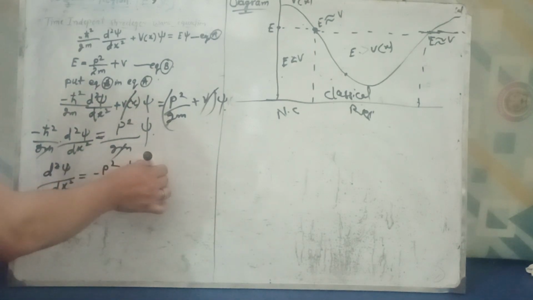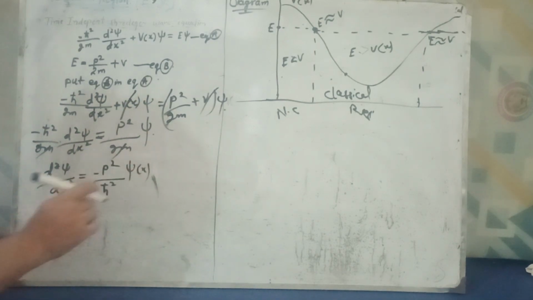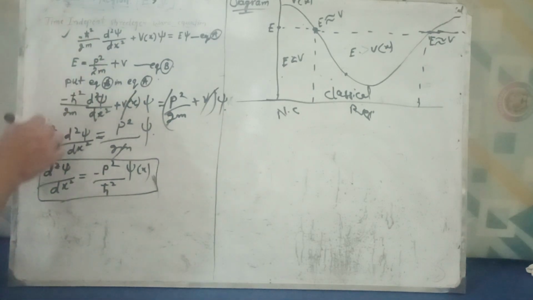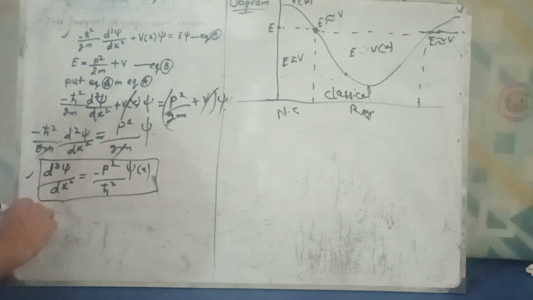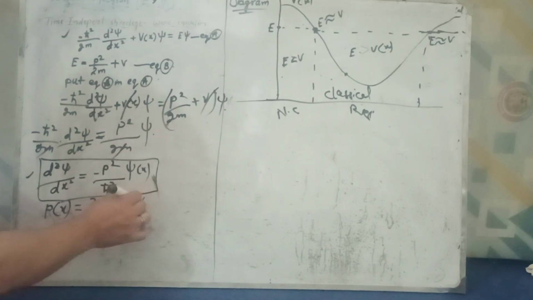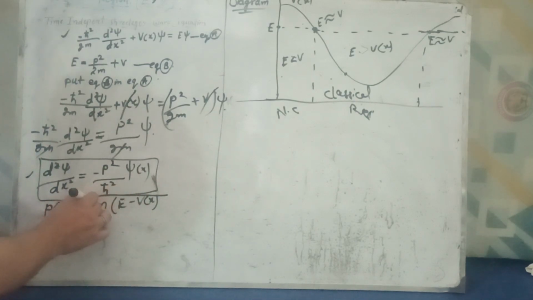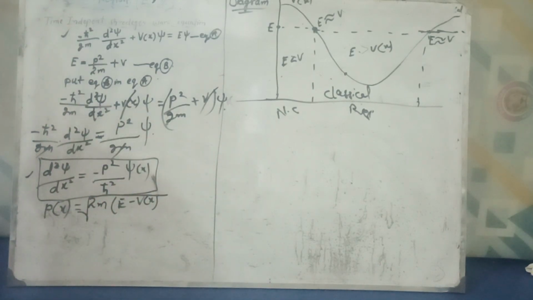This is the Schrodinger equation. This equation and this equation both are the same. Here the momentum p of x is equal to square root of 2m into (E minus V of x). This is the value of momentum.